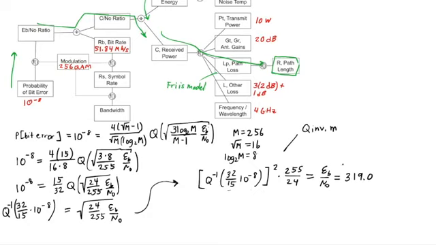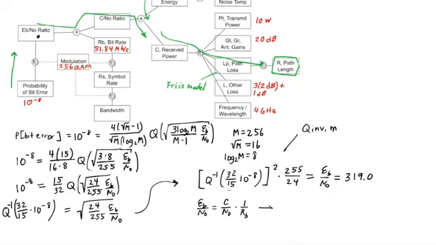Okay, so I have the Eb over N naught. And so now I'm over here, and I want to get to the C over N naught ratio. What I need to get there is this relationship that Eb over N naught is equal to C over N naught times 1 over the bit rate. Here the bit rate is given to us. It's 51.84 megabits per second.